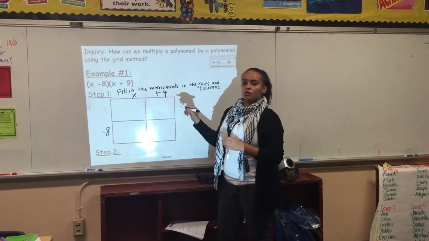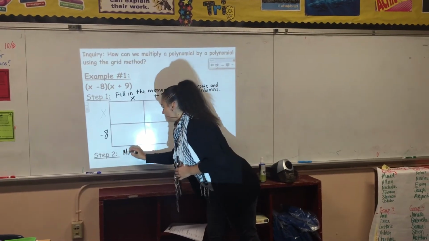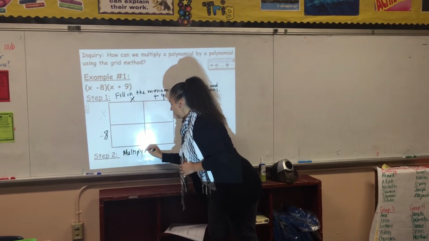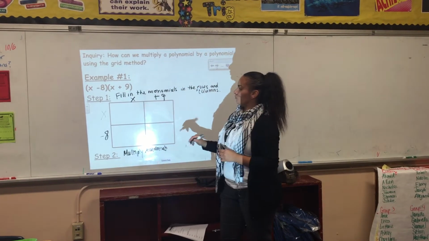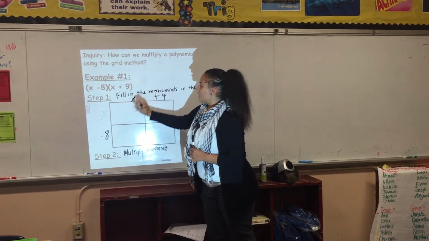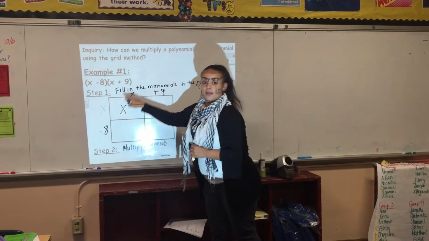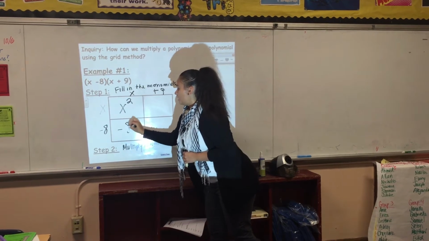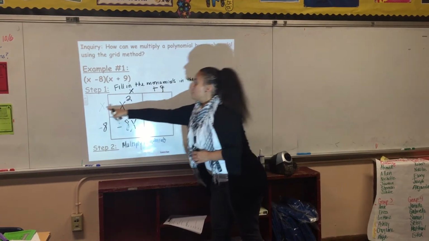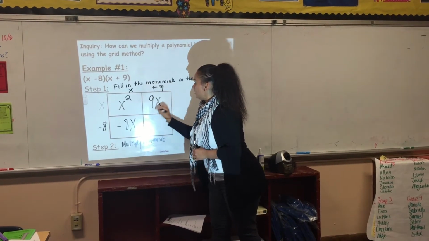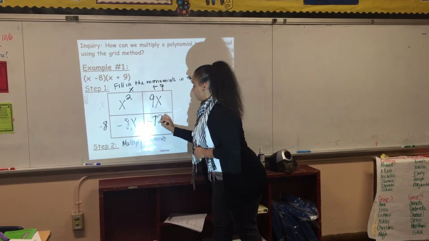So now simply, you're going to multiply each individual monomial and combine like terms. So here, x times x is x squared. -8 times x is -8x. Notice everything is nice and organized here. 9 times x is 9x. And 9 times -8 is -72.